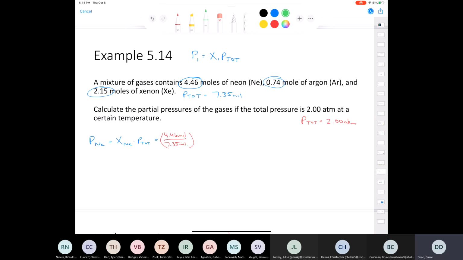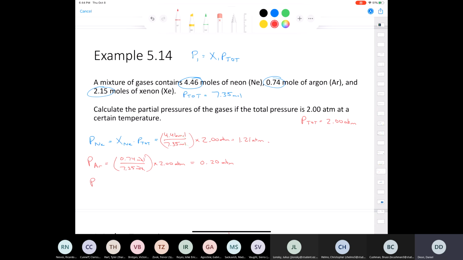Those units cancel. I'm going to multiply that by 2.00 atmospheres. What do you get? You get 1.21 atmospheres. If we do the same thing with our argon, it is 0.74 divided by 7.35. Moles cancel, times 2.00 atmospheres, and you end up with 0.20 atmospheres. That was for the neon, and I did the argon.